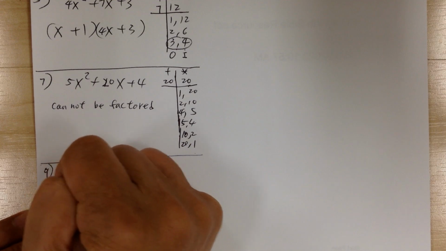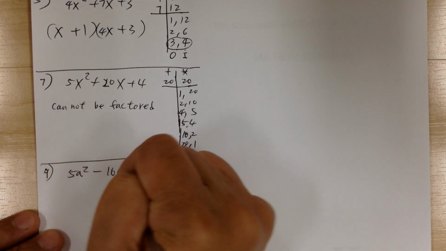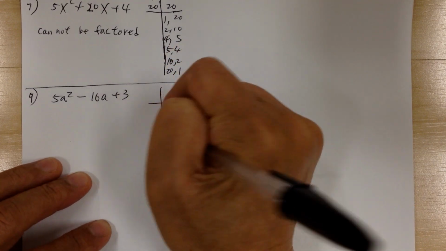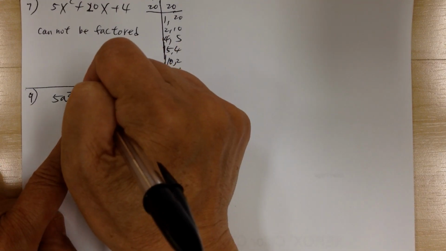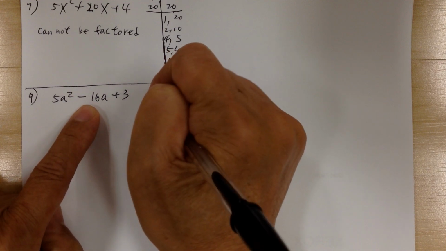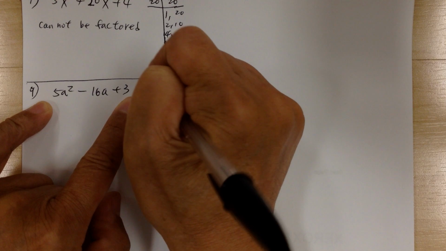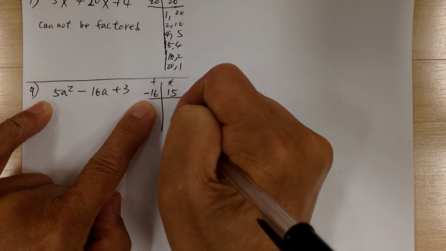Okay, number 9, 5a squared minus 16a plus 3. So you can go through your steps. Step 1 cannot, step 2 cannot, go to step 4. So you're going to get negative 16 and 15. You have to add to get that, you have to multiply to get that, right?